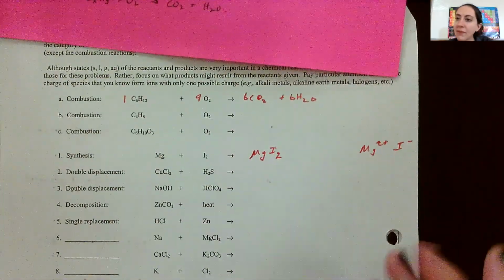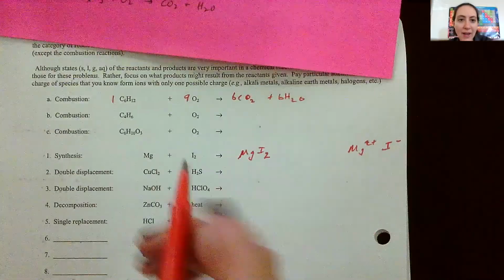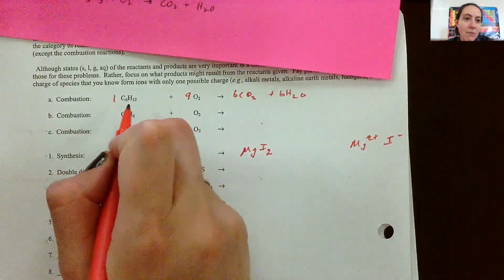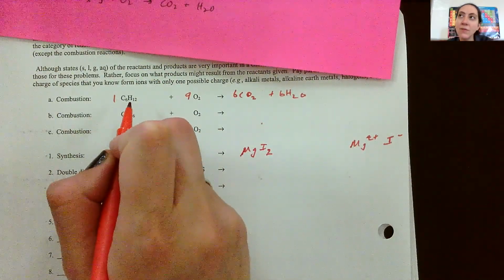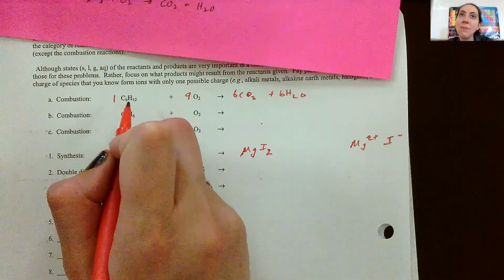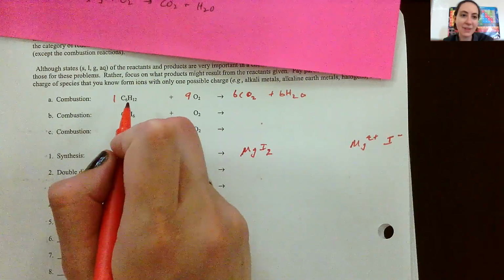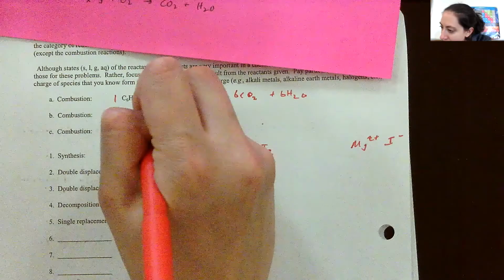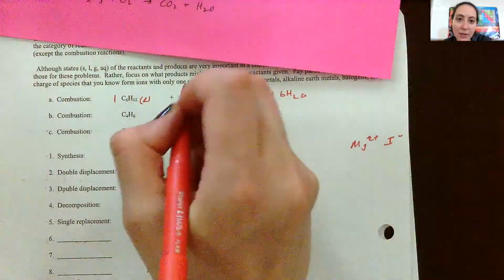Oh, you know what? I forgot to do states of matter. I'm going to go back and do that for you real quick, just for fun. C6H12 is a type, it's like hexane. So it's actually something that's in gasoline. You would not know this, but I know that it's a liquid. So I'm going to put L for liquid.